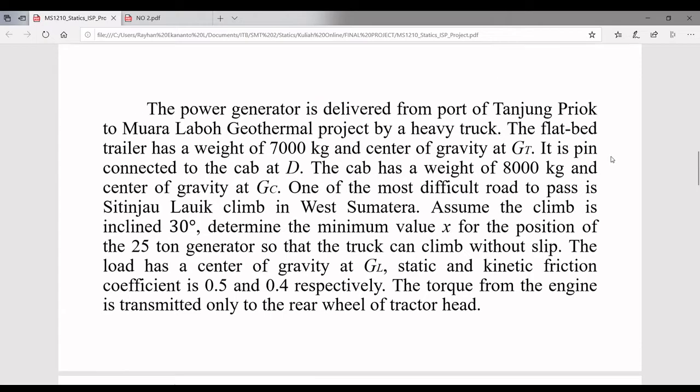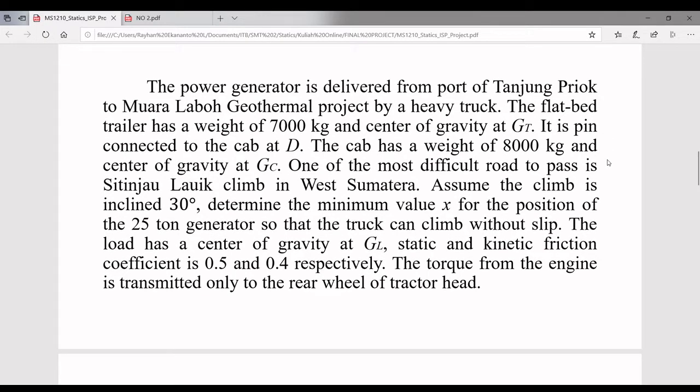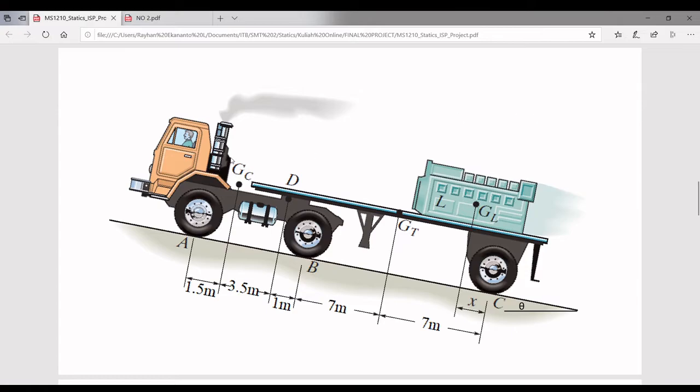And now I'm going to explain question number 2 about the power generator that is being delivered by a truck. In this question, we divide it into two free body diagrams. The first one is the head of the trailer, and the second one is the flatbed of the trailer.